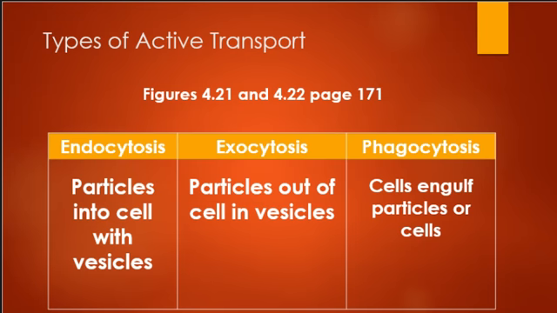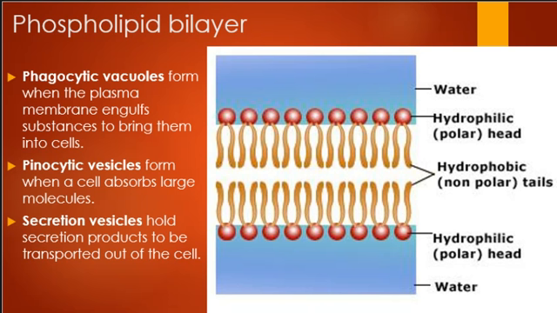Okay. All right, here's our phospholipid bilayer. Remember I said like a sandwich, here's one piece of bread, here's the other piece of bread. So phagocytic vesicles or vacuoles form when the plasma membrane will engulf it. This whole thing will come around and engulf it. Pinocytic vesicles form when the cell absorbs large molecules but smaller than the phagocytic ones.